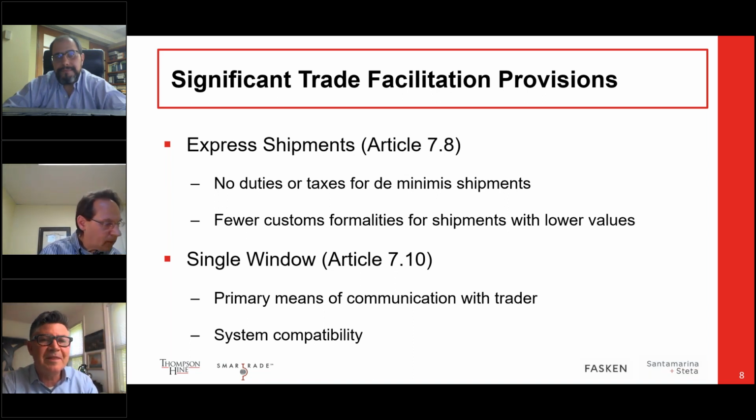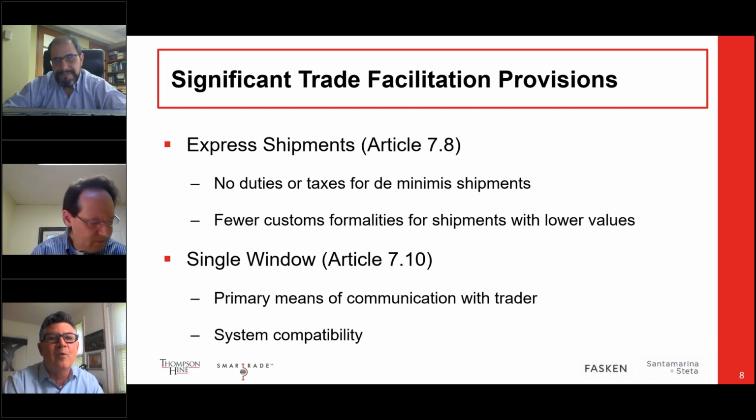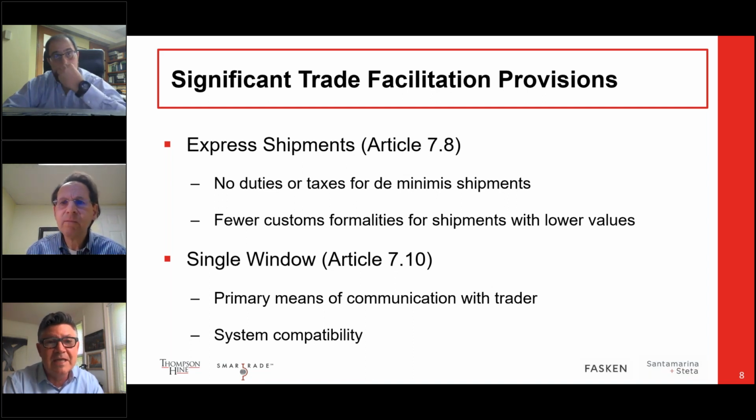Thanks, Cliff. So one of the things to keep in mind here is that when NAFTA was adopted, there wasn't really such a thing as e-commerce. And now e-commerce is really flying, right? So these are the provisions that at least the parties were able to agree to. Hopefully there'll be continued dialogue on this, and we'll see increases in the dollar amount so that the fewer customs formalities will be applied to more and more items.